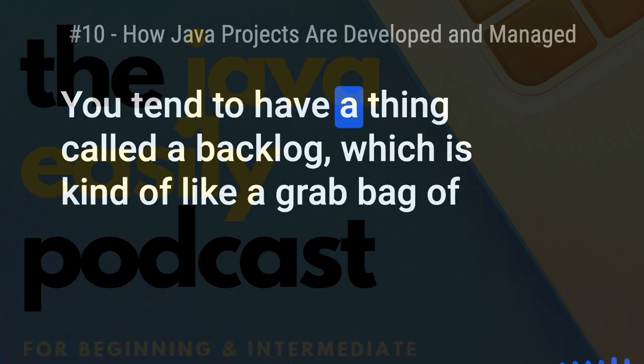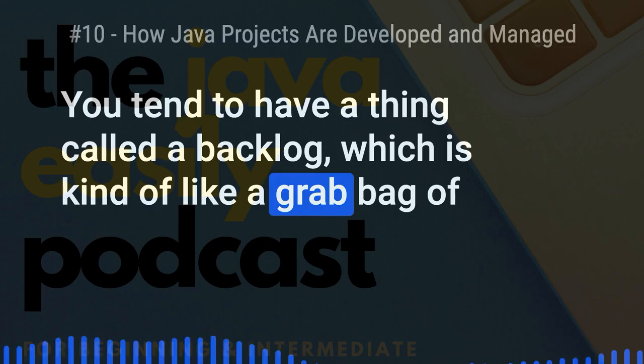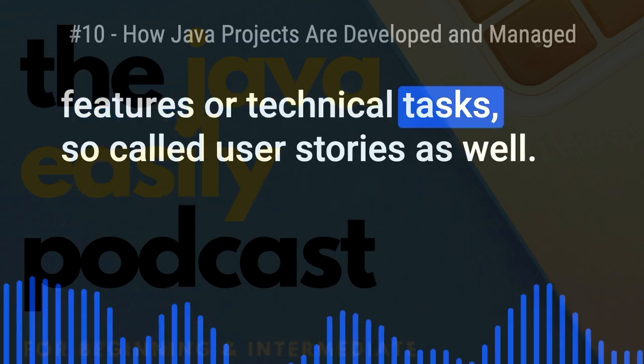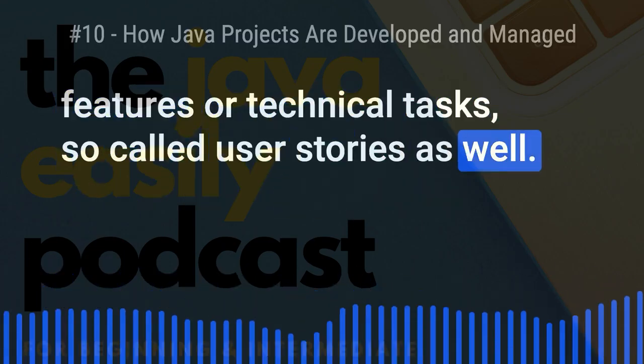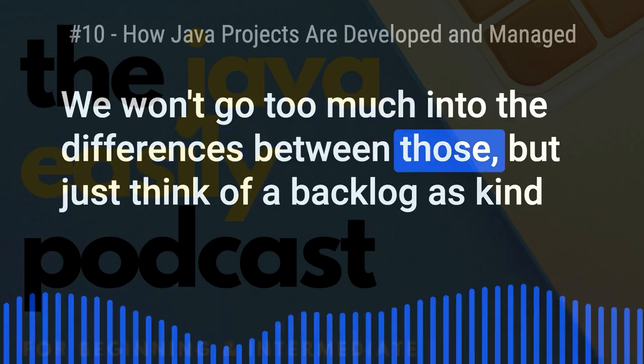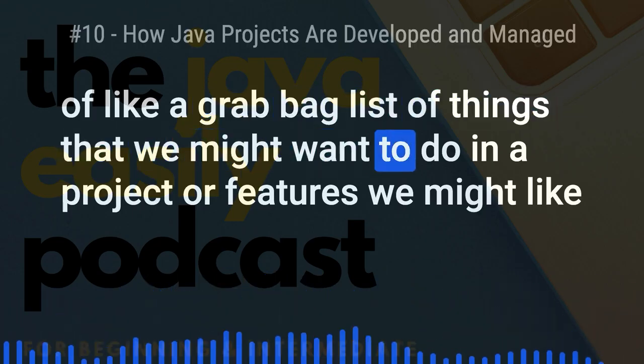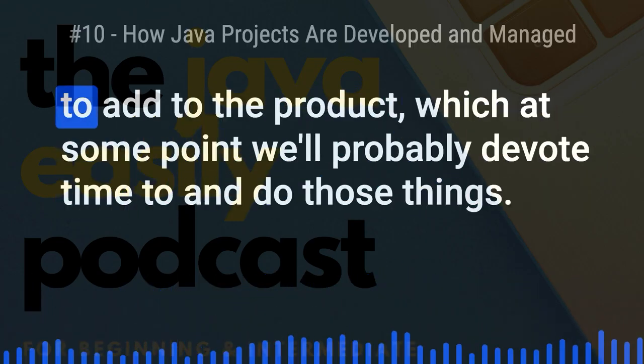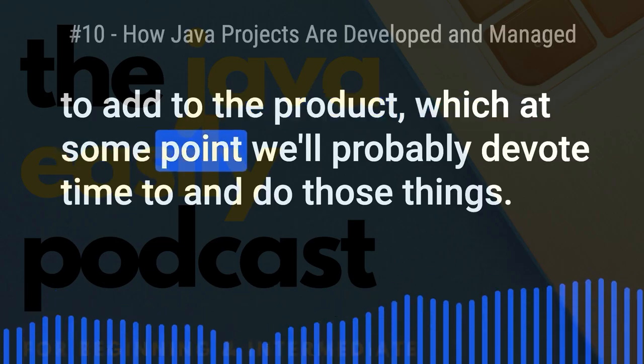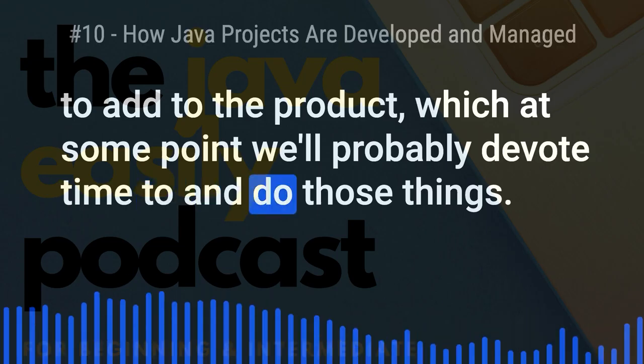You tend to have a thing called a backlog, which is kind of like a grab bag of features or technical tasks, so-called user stories as well. We won't go too much into the differences between those, but just think of a backlog as a grab bag list of things that we might want to do on a project or features we might like to add to the product, which at some point we'll probably devote time to and do those things.